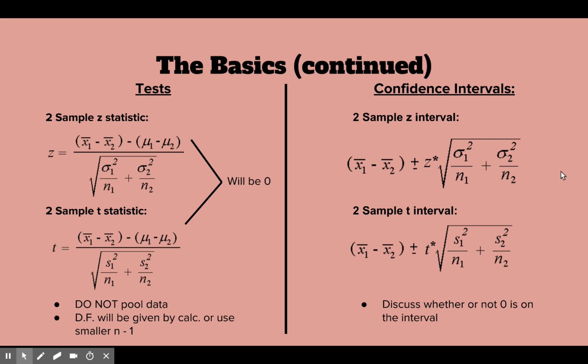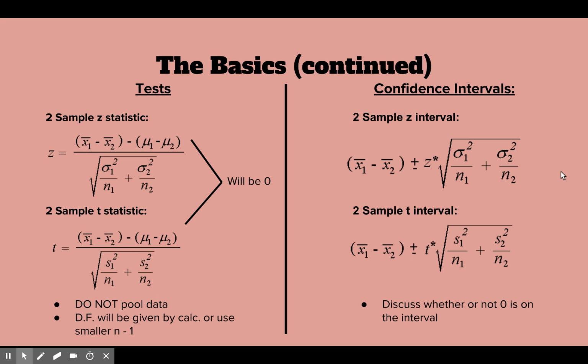And then we're going to divide that by the standard error, which is the square root of sigma sub 1 squared divided by n sub 1 plus sigma sub 2 squared divided by n sub 2. And then the only difference with the t statistic is that since we don't know the population standard deviation, we're going to replace that with s, which is the sample standard deviation. And then a couple quick notes at the bottom.